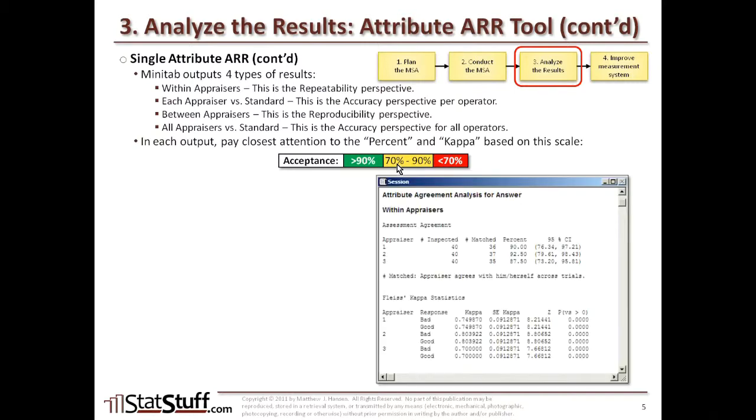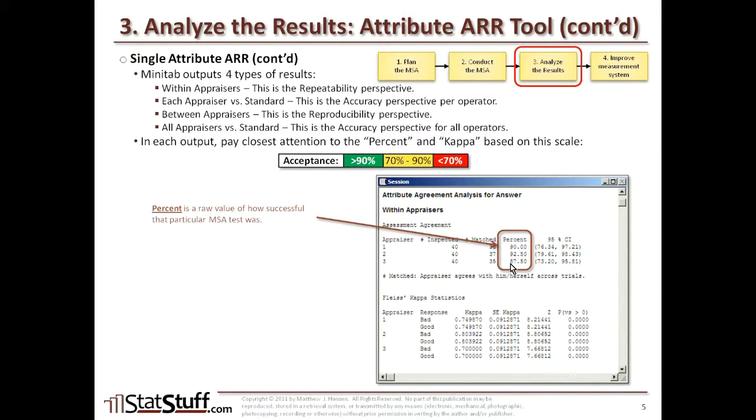So as an example of the output that comes from Minitab, here's the section that begins with the Within Appraisers. It's going to be a long list output from Minitab. In this first section, again, what you want to look for is the percent listed here, and based off of the scale, since the first one is at least 90% and the next one is at least 90%, we know for these first 2 appraisers or operators that it's acceptable.